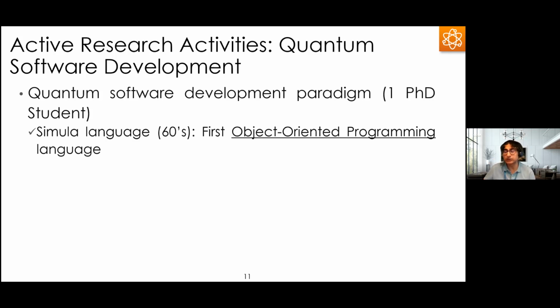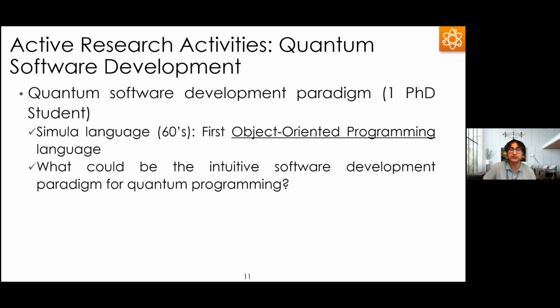So the main research question that the PhD student will investigate is what could be that kind of paradigm for developing quantum programs. It needs to be very intuitive, it needs to be effective, and it should make more sense for people, because right now we are doing a lot of programming at the circuit level.